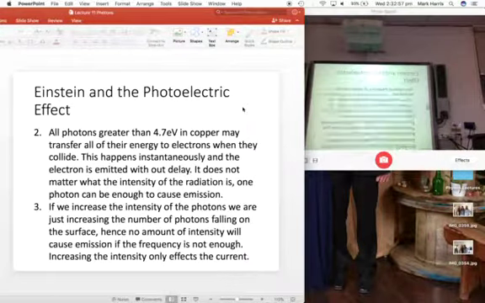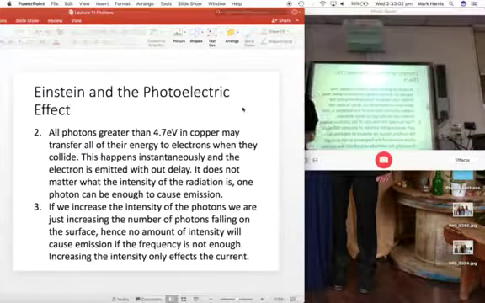Number 2. All photons greater than 4.7 eV in copper may transfer their energy, and they're transferring all of their energy to the electrons when they collide. This will happen instantaneously, and the electron is emitted without delay. Photon in, electron out, straight away. It does not matter how intense the radiation is, and 1 photon can be enough to cause emission.